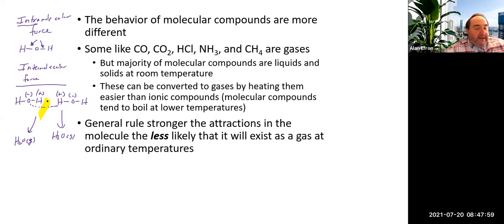So because molecular compounds are held together by these intermolecular forces, it is much easier to break those and convert them into the gas phase than something that's ionic, which is held together by a very strong intramolecular force. Any questions on that there?